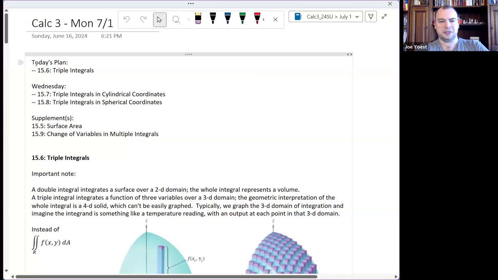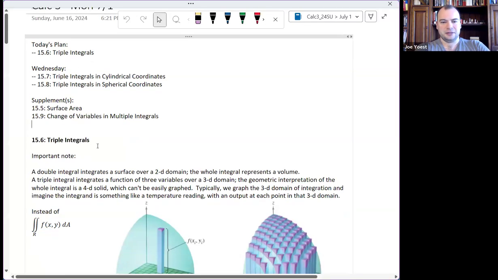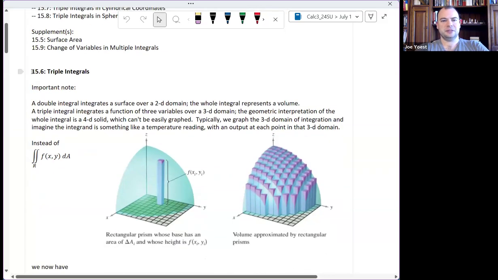Okay, so as I mentioned, the plan for today is to introduce the idea of triple integrals, and in Wednesday's class to talk about the analog of polar coordinates and double integrals, namely cylindrical and spherical coordinates in triple integrals, and then leaving as our supplements surface area and change of variables, a couple of topics that are important, but maybe of less central importance than 15.6 through 15.8. Okay, so triple integrals.